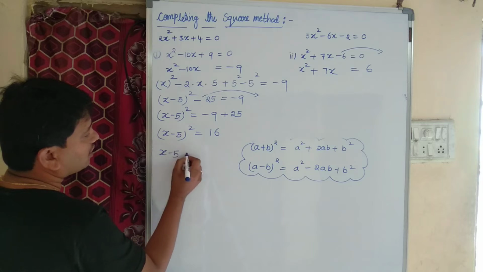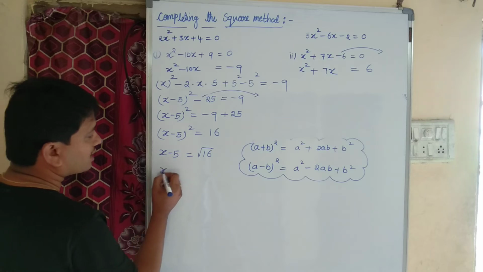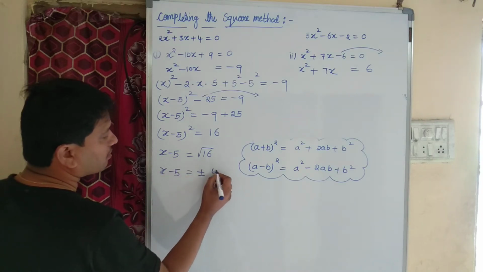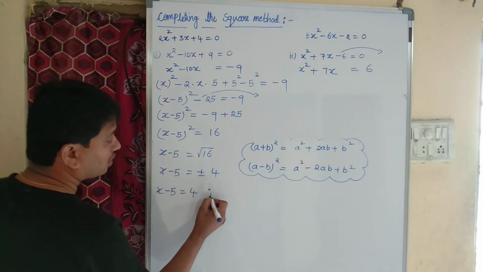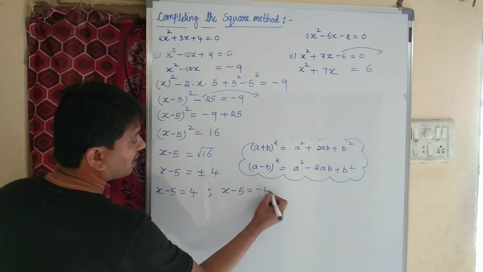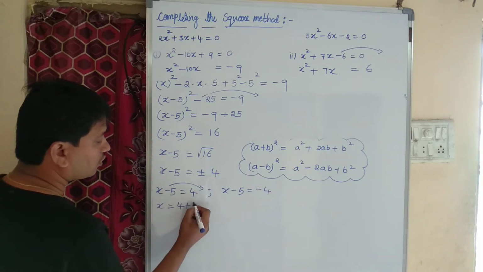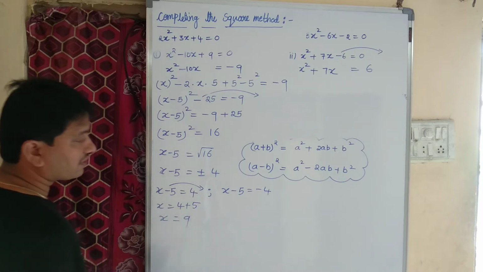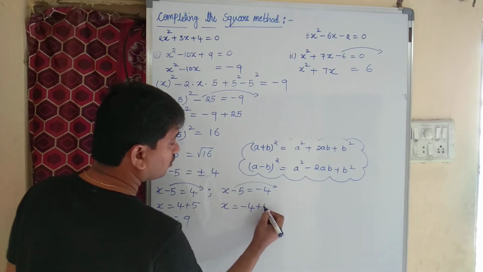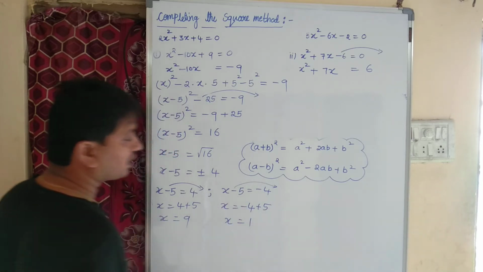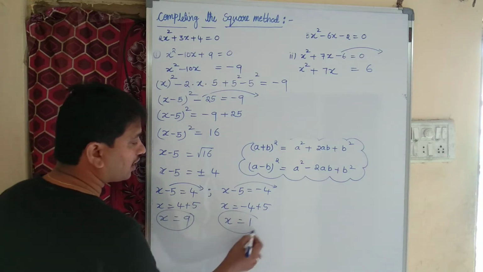So x minus 5 equals, square you transpose, it will become root, so x minus 5 equals root 16, which is nothing but plus or minus 4. One case x minus 5 equals 4, and the second case x minus 5 equals minus 4. So minus 5 you transpose, x equals 4 plus 5, so x equals 9. In the second case, x equals minus 4 plus 5, that implies 1. So what are the two roots? One is x equals 9 and the other is x equals 1.